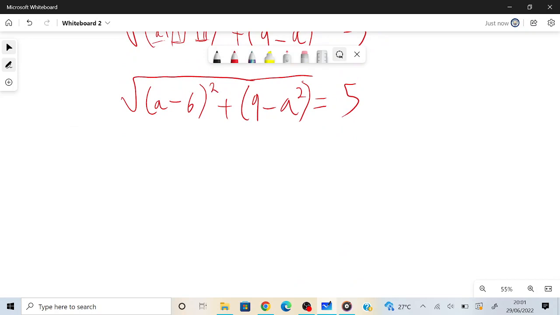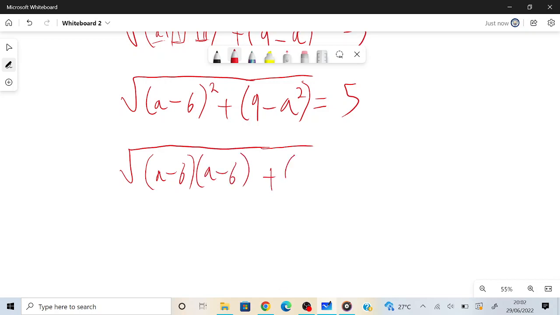If you are uncomfortable with expanding brackets, please take a look at my previous video, which was on expanding single, double and triple brackets. That would help. So we know that a minus 6 squared is simply a minus 6 times a minus 6, and we're adding all of that to 9 minus a times 9 minus a, and all of this is equal to 15.